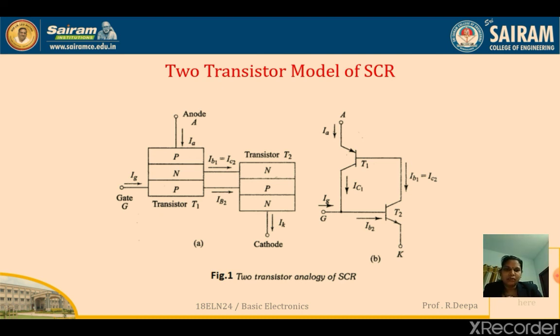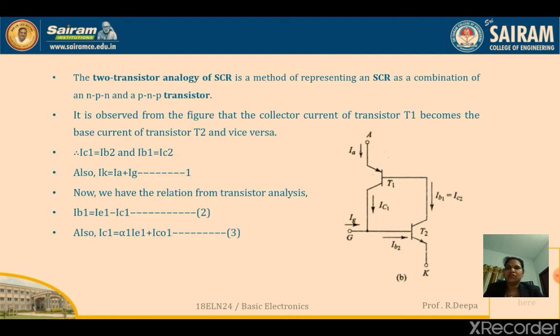So in figure B, the equivalent circuit is drawn, and we have shown the flow of current from anode to cathode. So let us analyze this circuit.